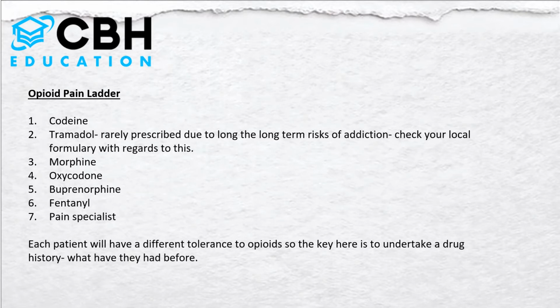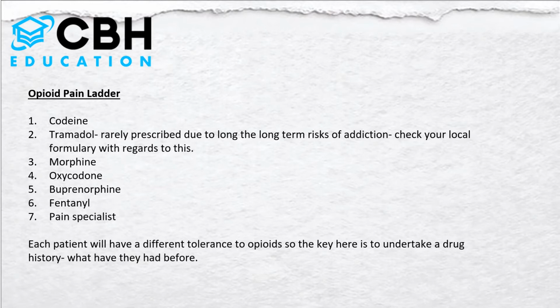Okay, the opioid pain ladder, codeine, tramadol. Tramadol is prescribed as short courses, but rarely now used long-term due to the increased risk of side effects and the withdrawal effects as well. And also in the elderly, it's not recommended for use. Morphine, after morphine, you can go down the oxycodone or buprenorphine route as well.